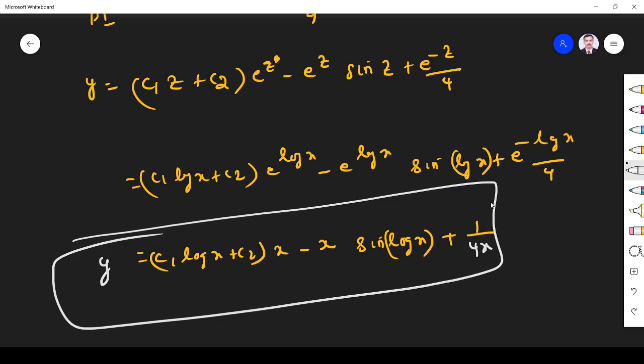So it is a simple method. In the TRB and competitive exams, they ask us to find the particular integral only, right? So directly we can find it.